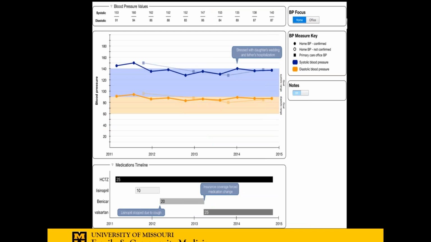What if you could also put annotations on there? So this one says, this is a little hard to read. This one down here says, lisinopril stopped due to cough. That would be good to know. This one says, insurance coverage forced medication change. That would be good to know. And up there, the patient added the annotation that says that the stress of their father's hospitalization and their daughter's wedding currently has their blood pressure higher than it usually is, which is what we hear a lot. So annotations would be helpful too.